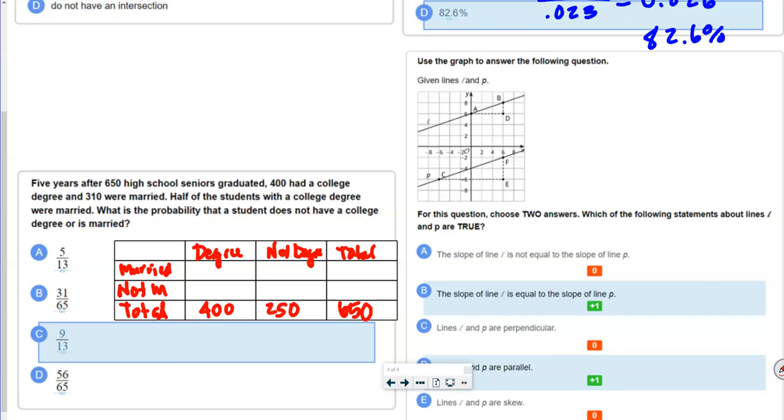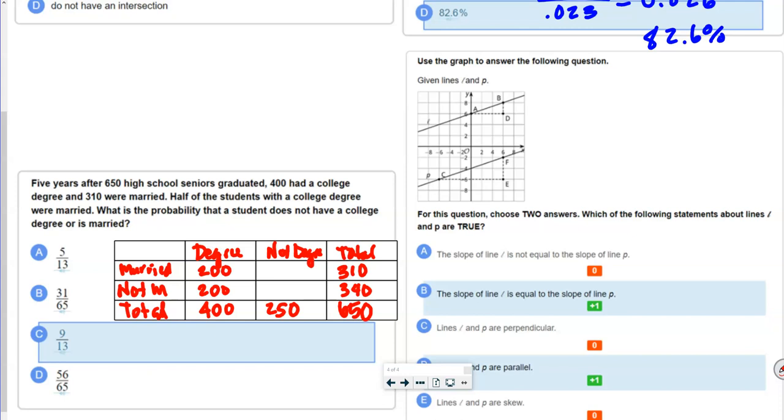Okay. Then it says 310 were married. So we got 310 were married. So we would subtract 310 from 650. So that would give us 340, right? Okay. And then it says half the students with a college degree were married. So half of the 400 were married. Okay. So that means there's 200 here and there's 200 here.